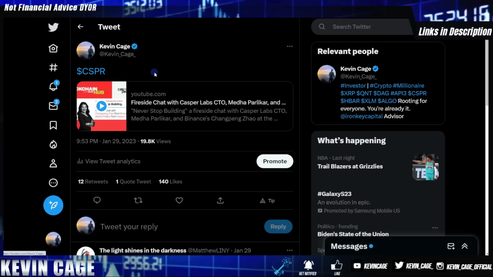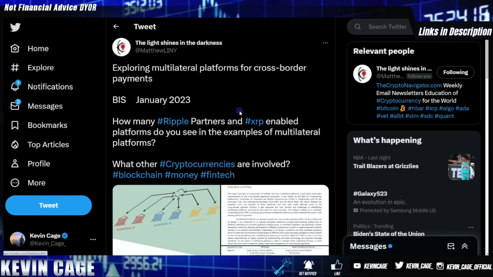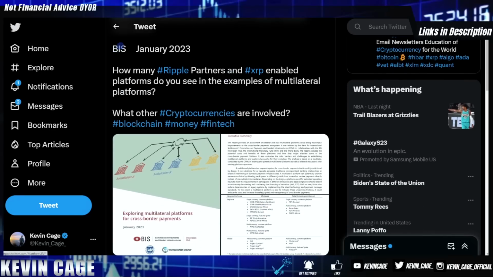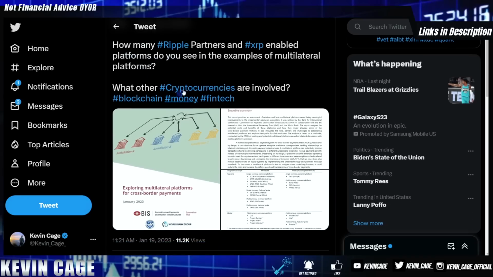So that should be a reminder of the power of enterprise adoption for DLT use cases. We also have Matthew LINY right here exploring multilateral platforms for cross-border payments. This is the BIS, the central bank of all central banks. And how many Ripple partners and XRP-enabled platforms do you see in the examples of multilateral platforms?